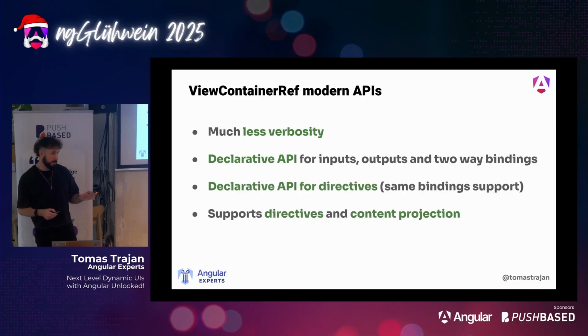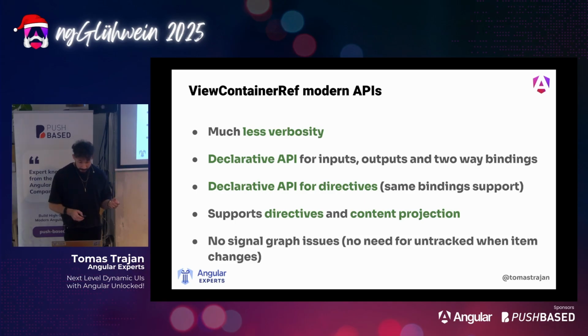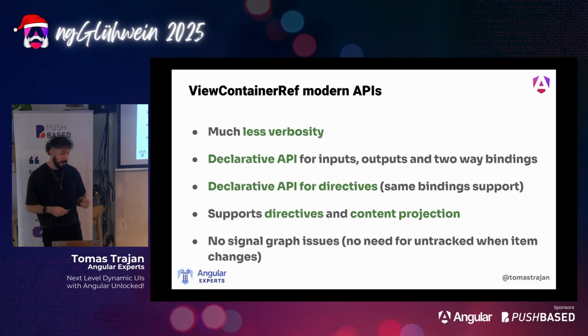And it also supports content projection, even though I never showed it because there is just no space. You can always pass in projected nodes, so you can get a hold of your template or just create some nodes and pass them in, again, declaratively. And there is no signal graph issue, right? So no need to use untracked or anything like this, which is great as well.